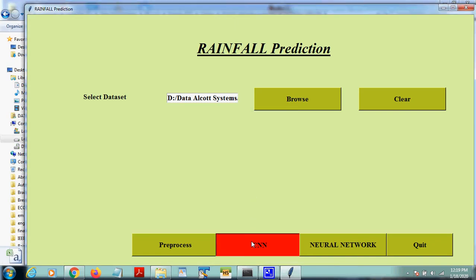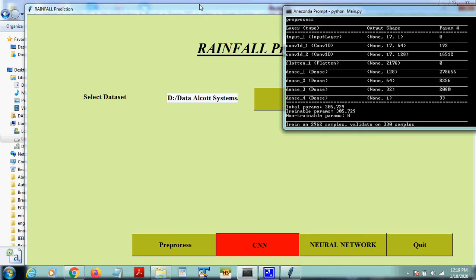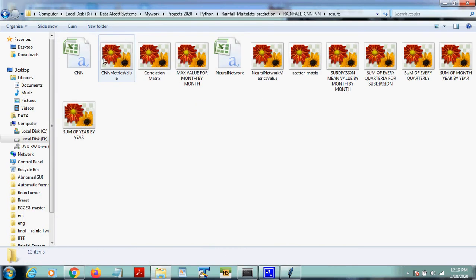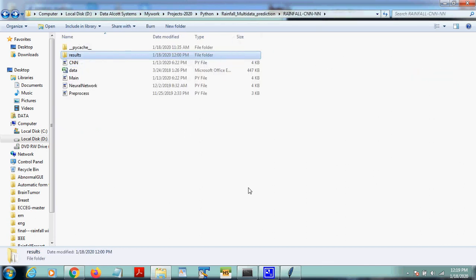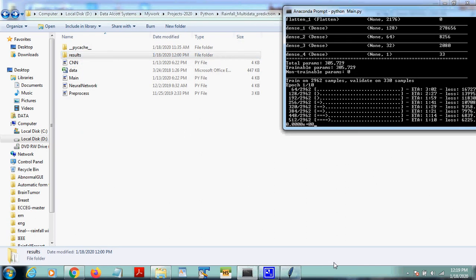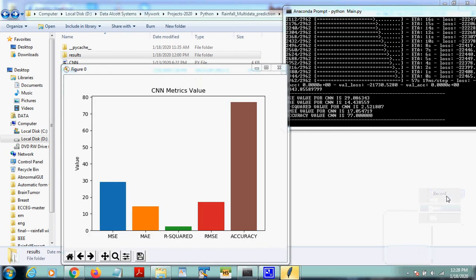Then now we are processing the CNN algorithm with 10 inputs. So after the CNN is done, the results are saved here. Only 10 minutes, so let me pause. CNN is done. This is the CNN algorithm matrix.